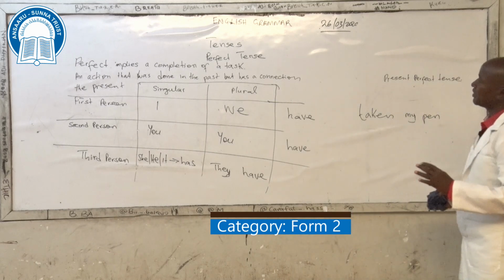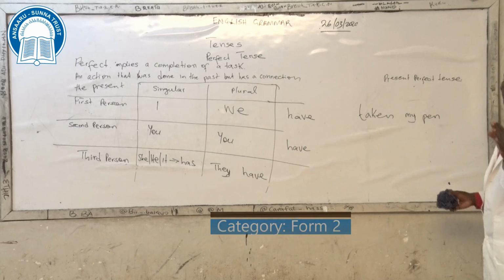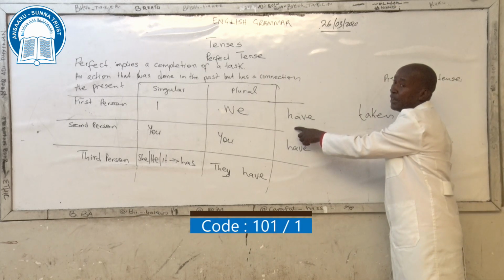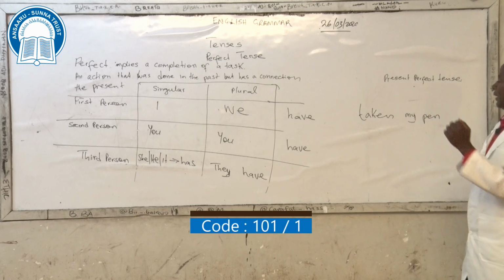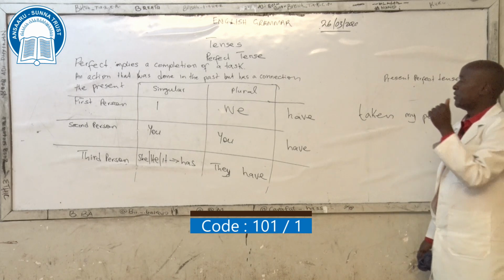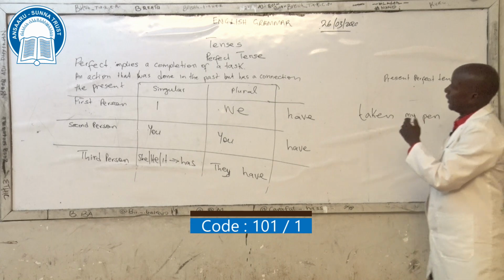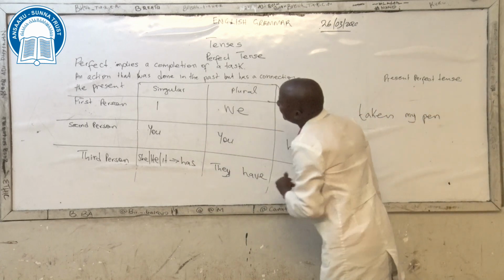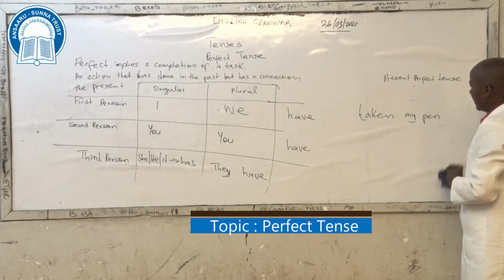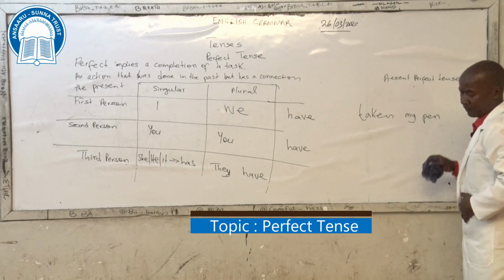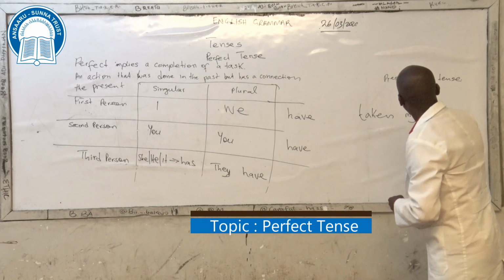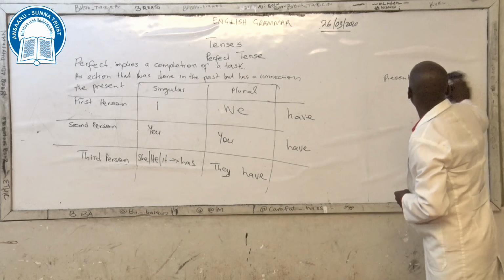Present perfect tense keywords we've said that uses a helping verb and the main verb. Remember, the main verb must be in its past perfect form. Must be in its past perfect form.